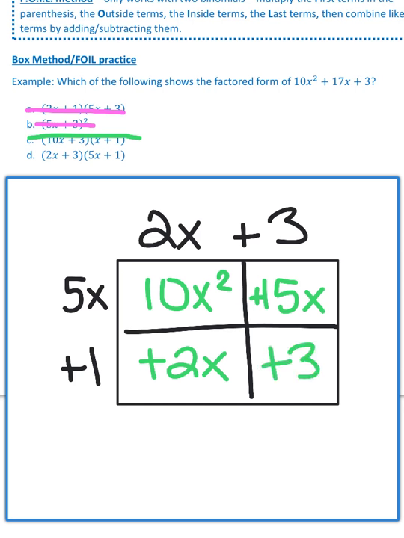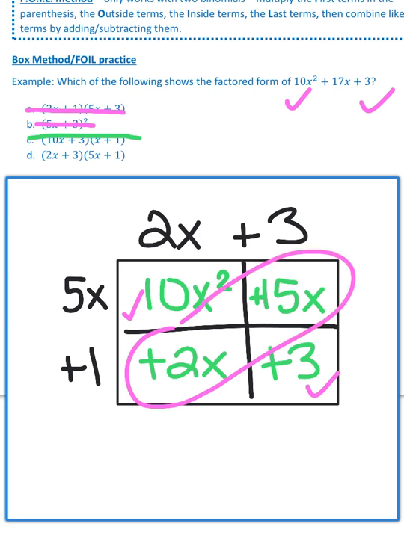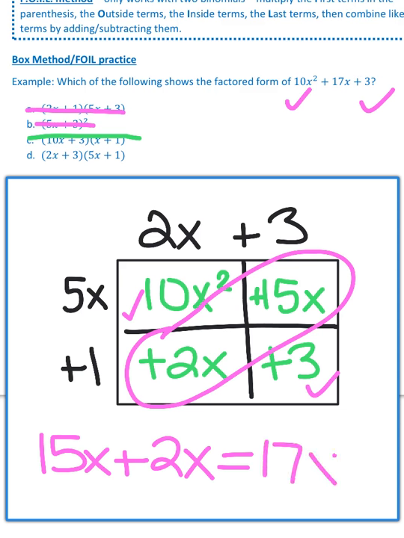When I go and I combine my terms, I see that the first term again checks out, the positive 3 checks out because of these two boxes right here. All I have to do is combine this diagonal, and hopefully I get 17x. And I have 15x plus 2x, which does in fact equal 17x. So I now know that my answer is in fact D, and I can circle that and know positively I got that answer correct.